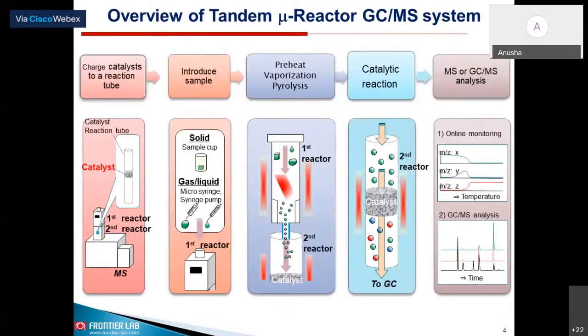So as you can see, this is an overview of the tandem microreactor GCMS system. It is composed of two reactors connected to the inlet of the GC. So the catalyst is charged to the catalyst reaction tube, which is placed in the second reactor, as you can see in the picture.